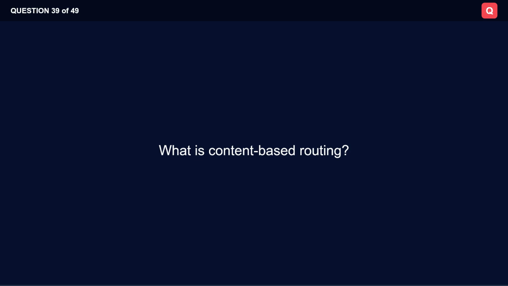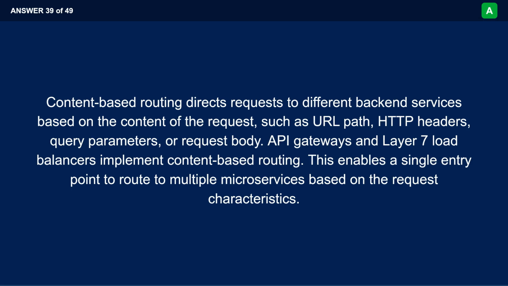What is content-based routing? Content-based routing directs requests to different backend services based on the content of the request, such as URL path, HTTP headers, query parameters, or request body. API gateways and Layer 7 load balancers implement content-based routing. This enables a single entry point to route to multiple microservices based on the request characteristics.